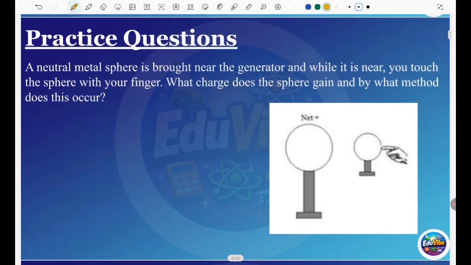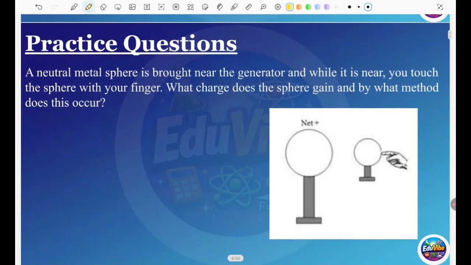So next question, again with the same type of figure, but now a neutral metal sphere is brought near the generator. While it is near, you touch the sphere with your finger. What charge does the sphere gain and by what method? Now this was not direct contact, but it was brought close to that generator, and we touched the sphere with our finger. So what will happen? The sphere will be polarized with the side closest to the generator.